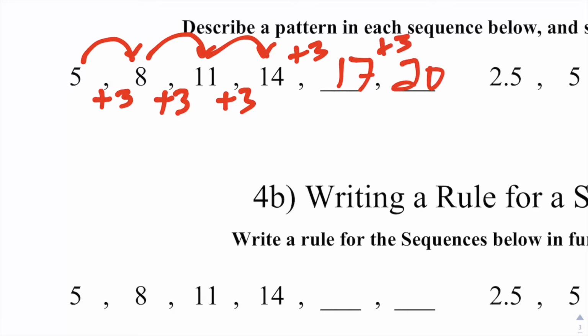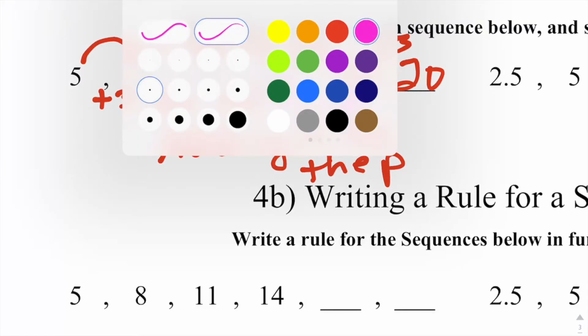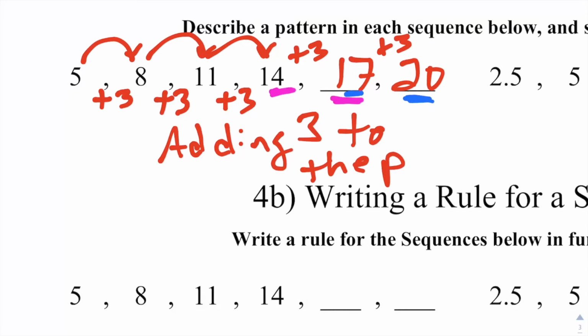How we would describe this is we would say we are adding 3 to the previous term. Because that's what we're doing, right? To get this term 17, we added 3 to 14. To get this term 20, we added 3 to 17. So adding 3 to the previous term. And that's how we get the next term in the sequence, and that's how we would describe this one.